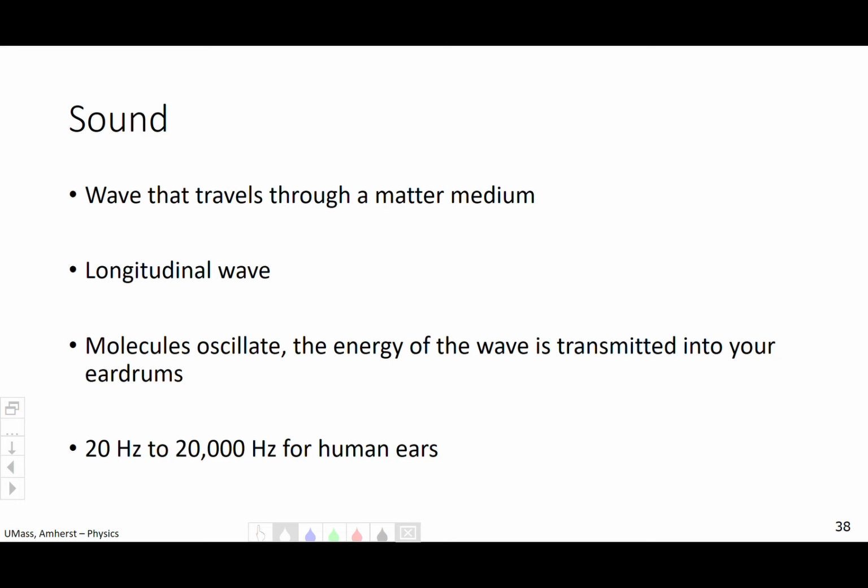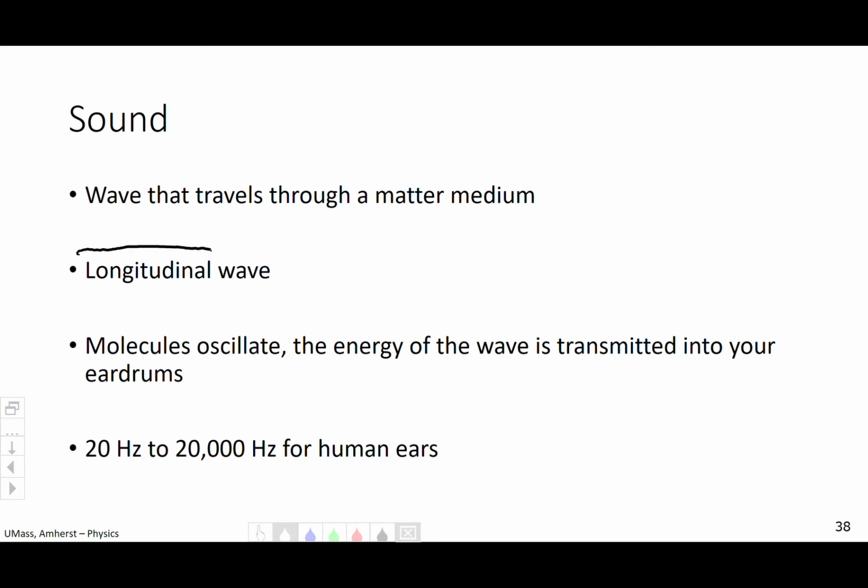So sound is a wave that travels through what's called a matter medium. It can be air, it can be water, it can be solids. Sound also moves through the ground, and interestingly, sound moves a lot faster through the ground. That's why animals actually have very sensitive feet. They can usually feel things approaching before the sound of them actually gets to them, because the sound is traveling through the ground.